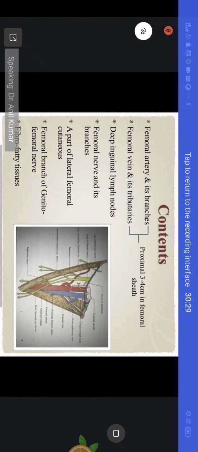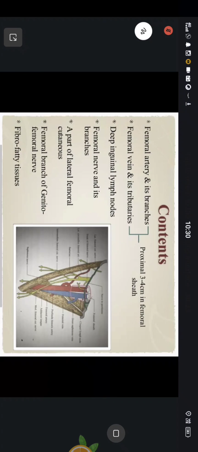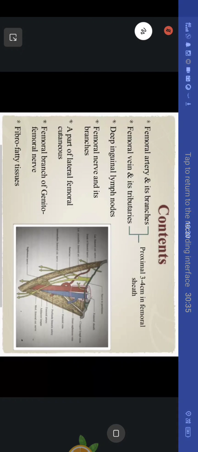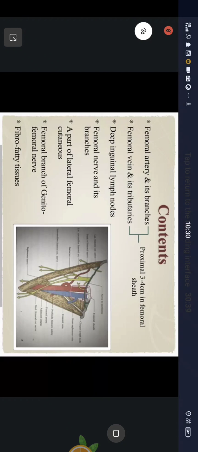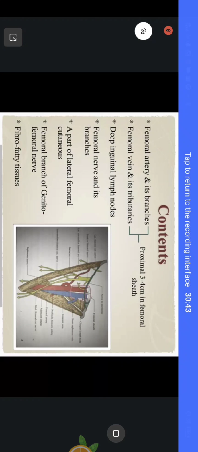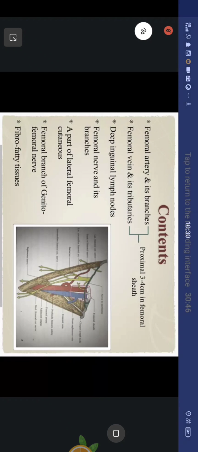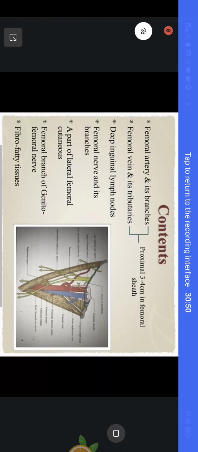So these are the contents of the femoral triangle. Main contents are three structures: vein, artery, and nerve. Apart from that, we see other structures like the lateral cutaneous nerve of thigh and the genital branch of the genitofemoral nerve. Now, along with this, we see the femoral group of lymph nodes, the inguinal group of lymph nodes.